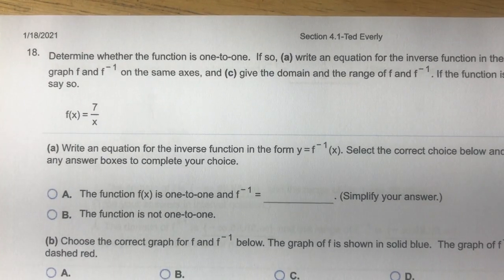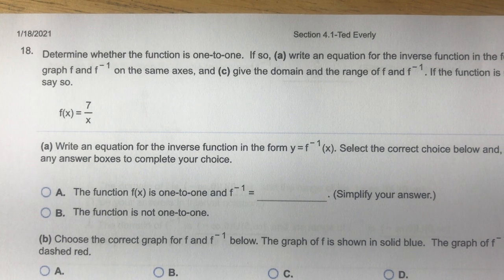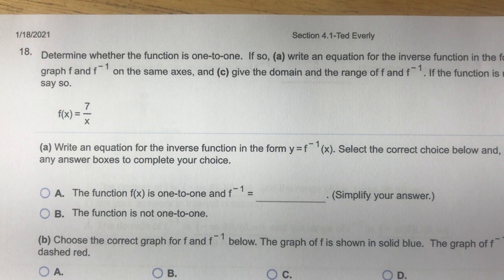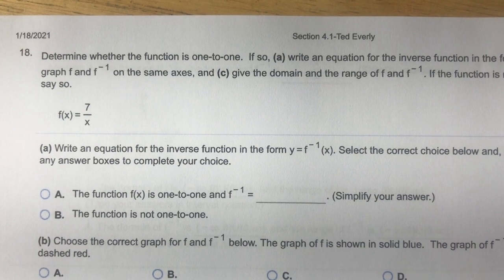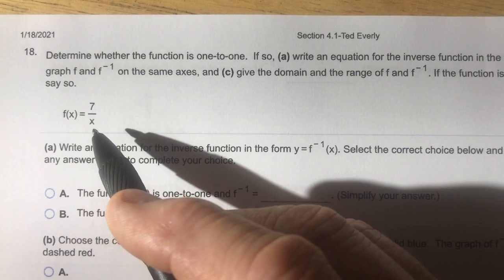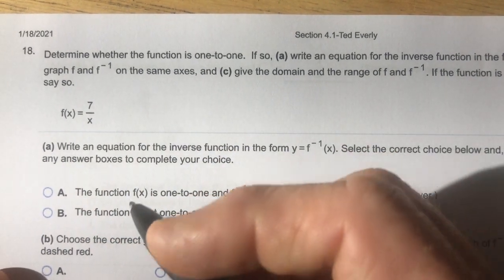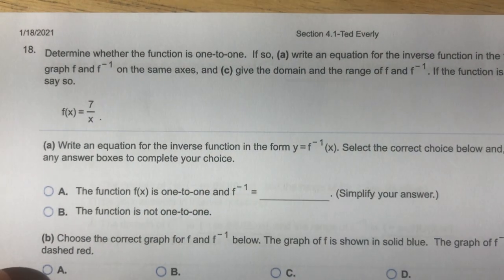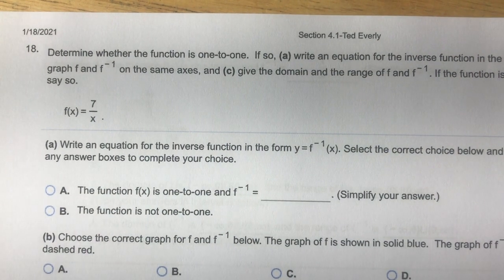All right, going to number 18 here. Determine whether the function is 1 to 1. If so, write an equation for the inverse function. Okay. All right, 7 over x. This is a reciprocal function, which has an asymptote, but this is 1 to 1, so it should have an inverse. Okay, so we'll find that inverse here.